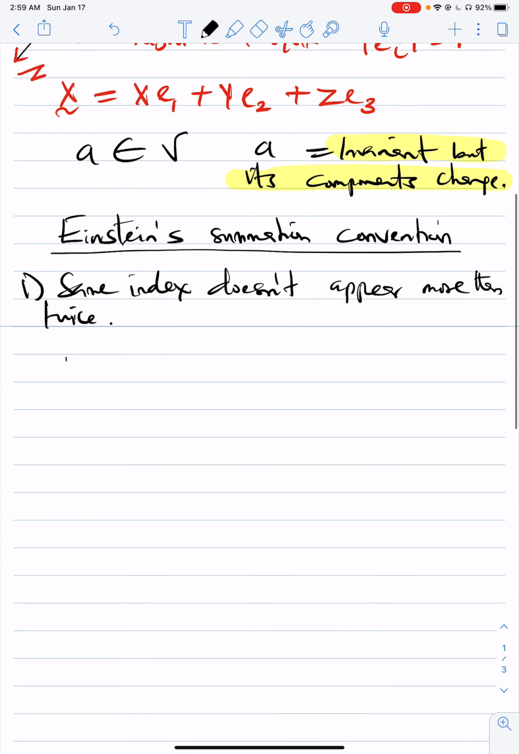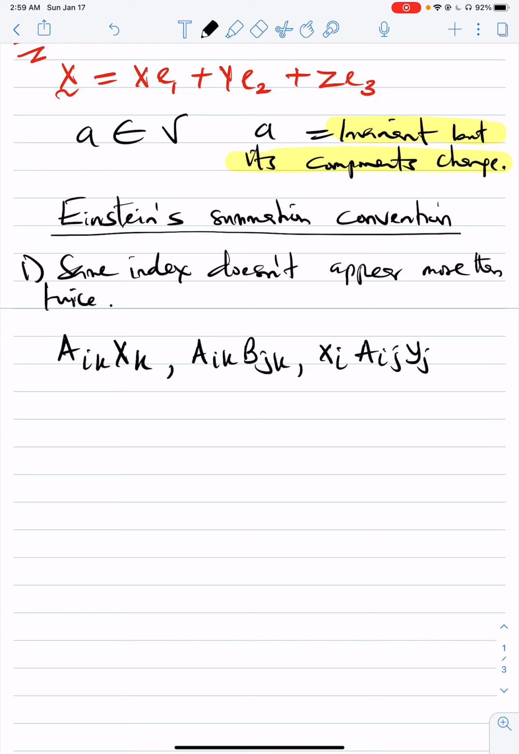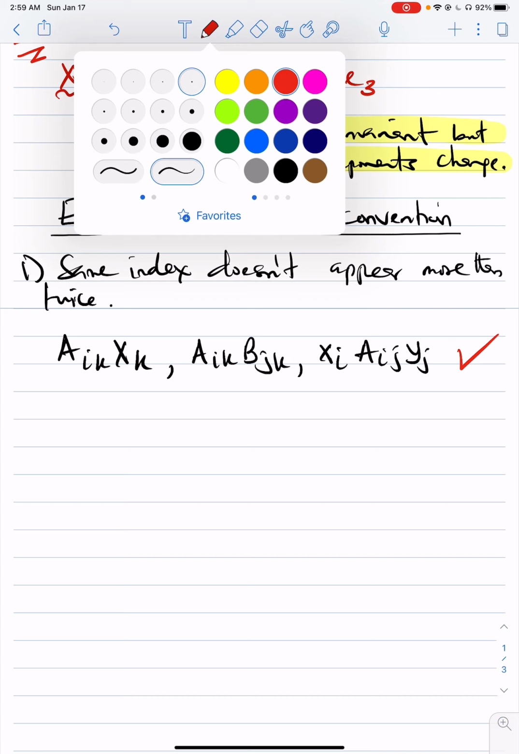So if you have A, a matrix A_ik, that makes sense. If you have A_ik B_jk, matrix multiplication, that still makes sense. If you have this times A_ij, let's say you multiply by x_j, so this is vector times matrix times vector. All these three still make sense.